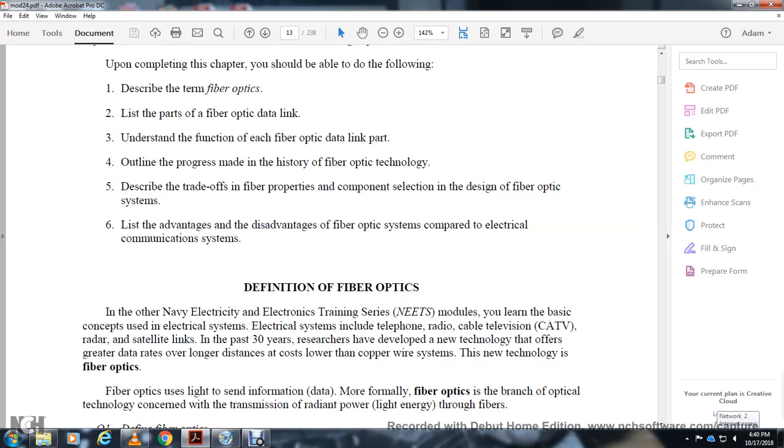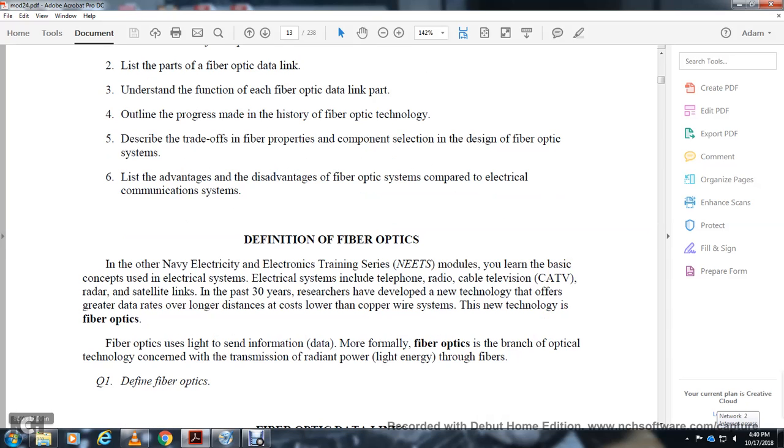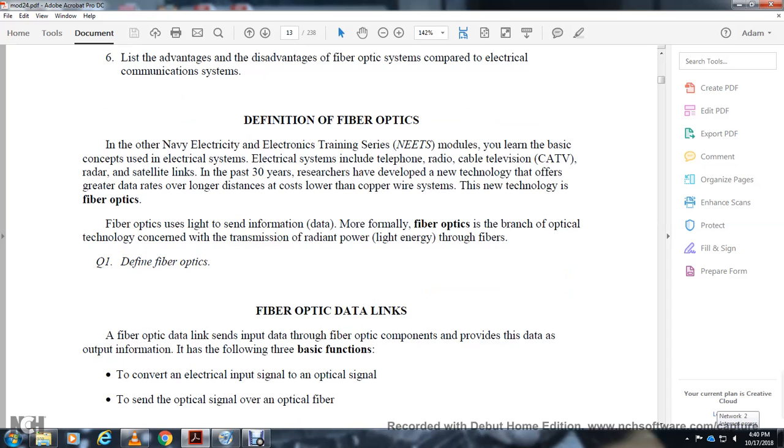Definition of fiber optics. In the other Navy Electricity and Electronics Training Series modules, you learned the basic concepts of electrical systems. Electrical systems include telephone, radio, cable television, and radio or cellular links. In the past 30 years, research has developed a new technology that offers greater data rates over longer distances at a cost lower than copper wire systems. The new technology is fiber optics. Fiber optics uses light to send information. More formally, fiber optics is a branch of optical technology concerned with the transmission of radiant power (light) through fibers.